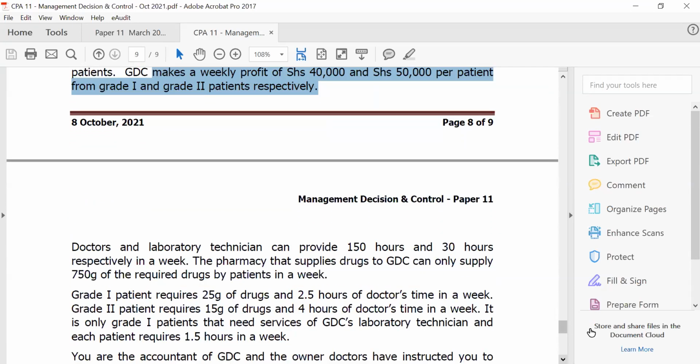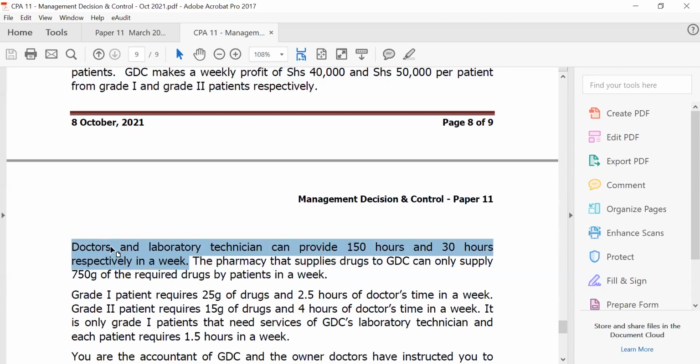And they go ahead to say doctors and laboratory technicians can provide 150 hours and 30 hours respectively in a week. Now, one of the things that as we read through our text, we need to start conceptualizing what are some of the variables that Golden has, and also aspects of what are some of the limitations, constraints to these different variables.